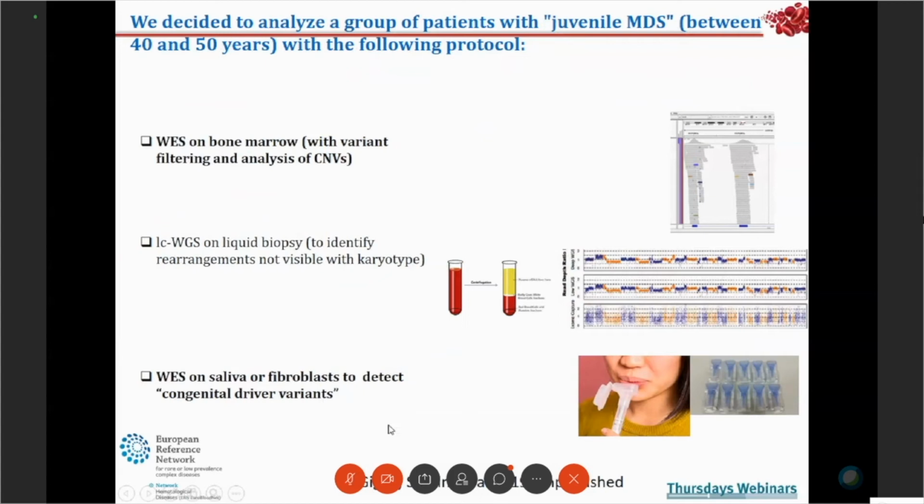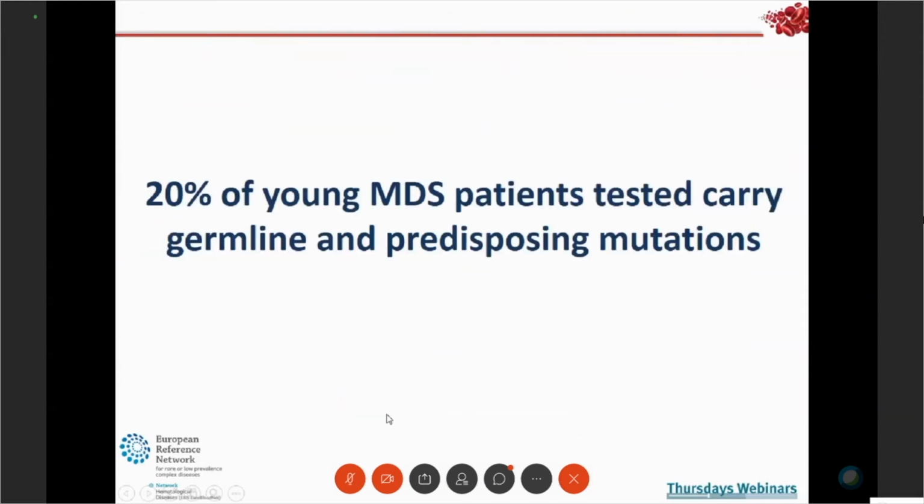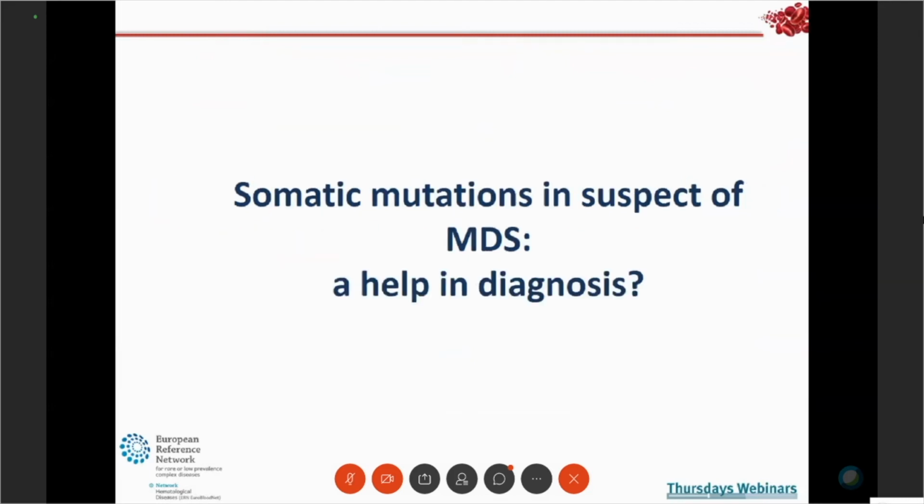This is what we did in Florence. We evaluated the younger patients who came with a diagnosis of MDS, and we performed whole exome sequencing on bone marrow cells as well as on saliva or fibroblasts to detect germline alterations. 20% of younger MDS patients tested carried, in fact, a germline and predisposing mutation. So it is really extremely important to evaluate this.